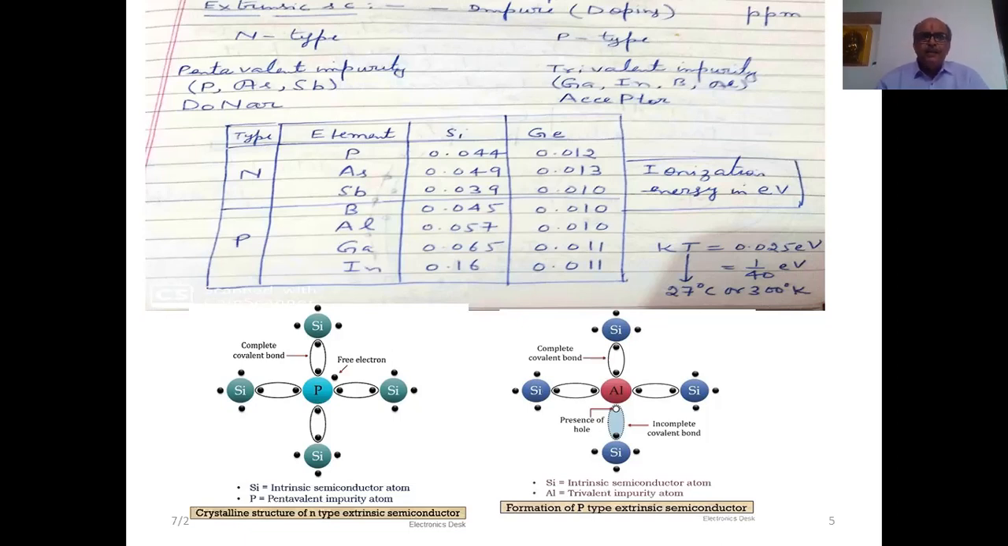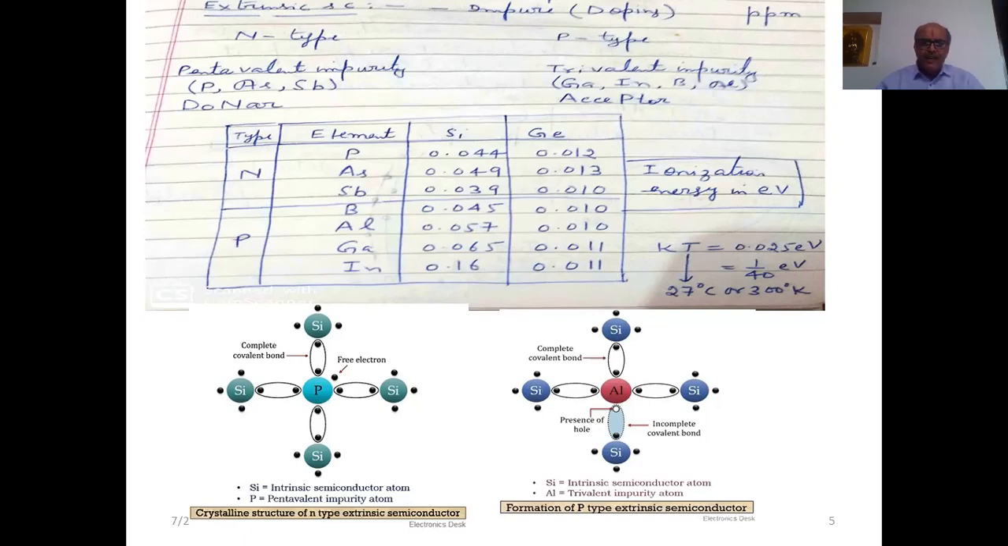Now when we dope it with pentavalent or trivalent impurities, we are basically giving a very small amount of dopants to it. Normally in your textbook you will read ppm. ppm stands for parts per million. That means 1 ppm means we are adding 1 impurity to 10 to the power of 6 silicon or germanium atoms. So you have to remember this, that is how you can visualize.